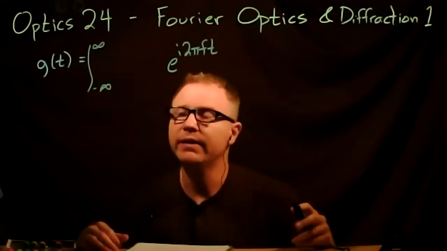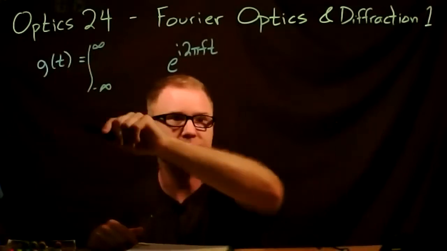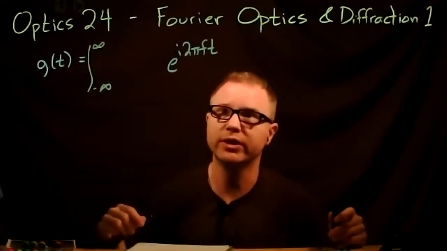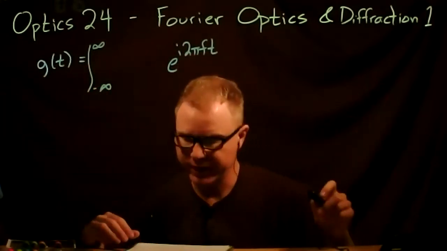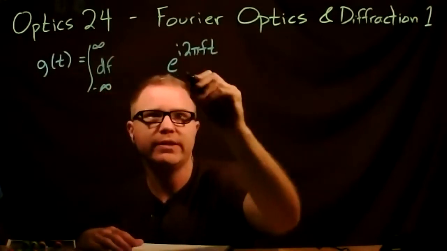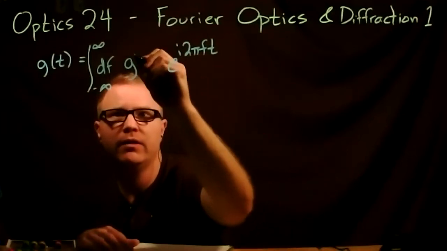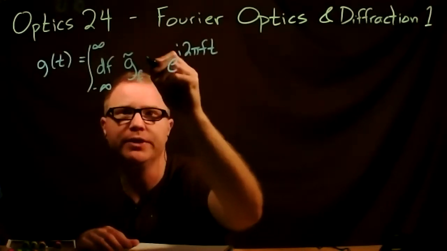If it's discrete, if you have a finite sample, for example, you have these discrete 1 cycle, 2 cycle, 3 cycle frequencies that you'll sum over. But in the infinite continuous case, we're going to integrate over the frequency. And each of these complex exponentials gets weighted by some complex number, which we call g tilde.